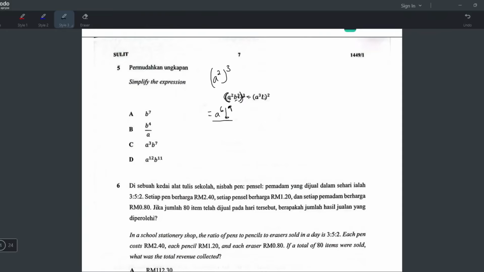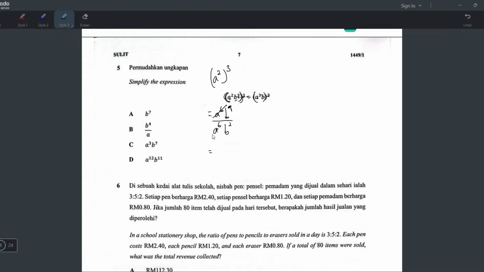Okay, A power 3, B in bracket, and then power 2. That means the A power 3 have to power 2 first. That gives you A power 6, because 3 times 2 is 6. And then B power 2 is just B power 2 like that. And now, you can see same base boleh buat. Yeah. Kalau same base bahagi the power you can minus.